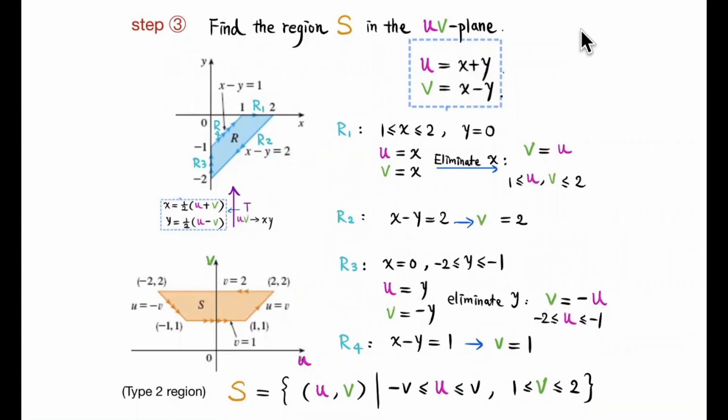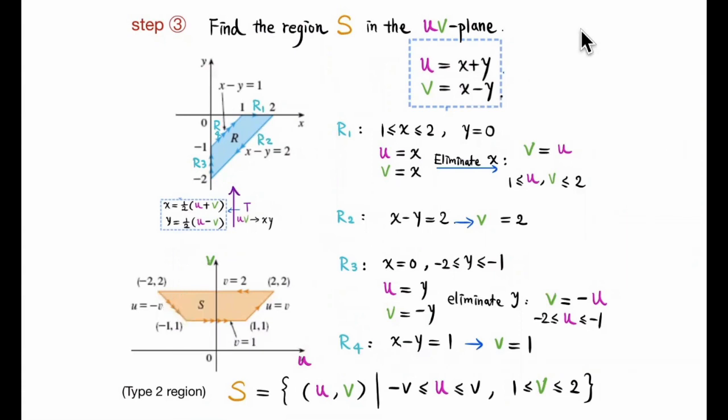And notice that u here is equal to y, which is greater than or equal to -2, less than or equal to -1. So u is between -2 and -1, including these endpoints. V equal to -u is this nice segment here, with u going from -2 to -1.